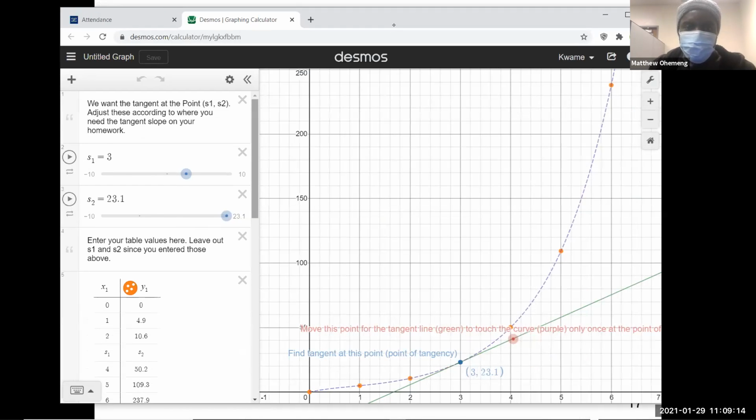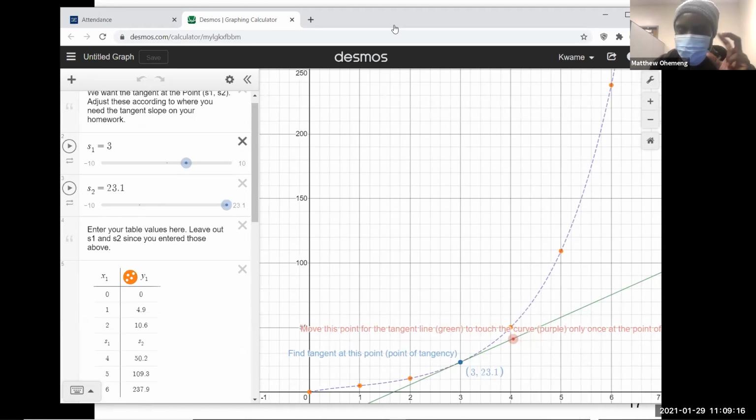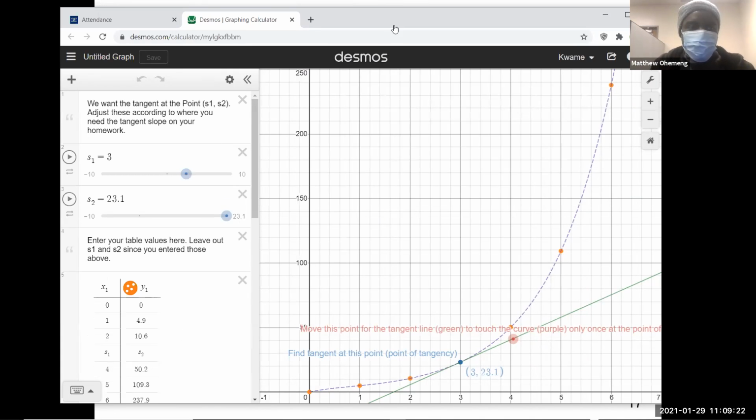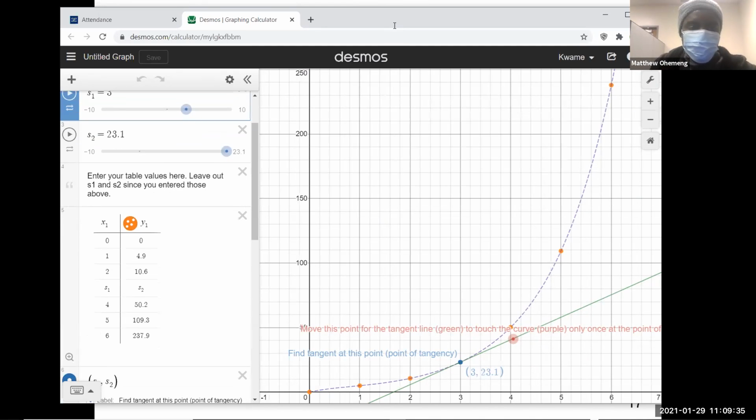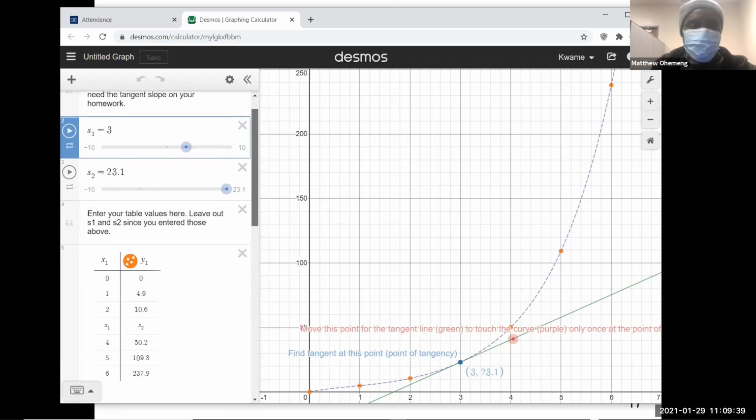So I know it's going to be something, right? Because you need the points, you need to graph it to be able to gauge how the tangent line will be. I decided to create this for you guys. So we want the tangent at a point S1, S2. Look at your problem, see what S1 is and what S2 is, and plug it in here. So you just edit this. In my case, the problem that I saw, I was looking at S1 being 3 and S2 being 23.1.